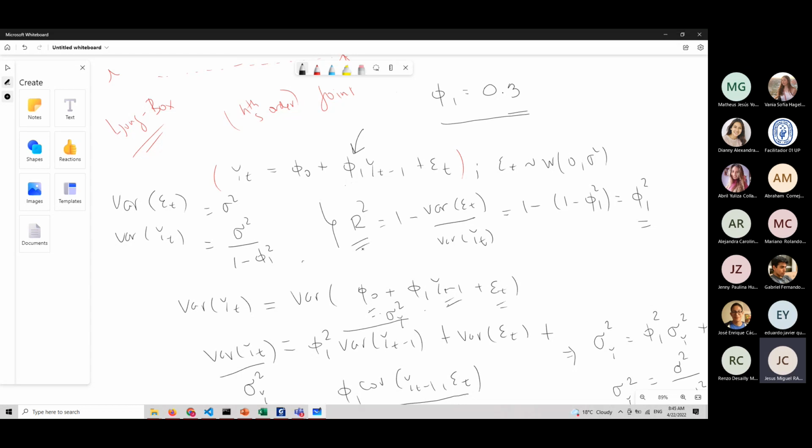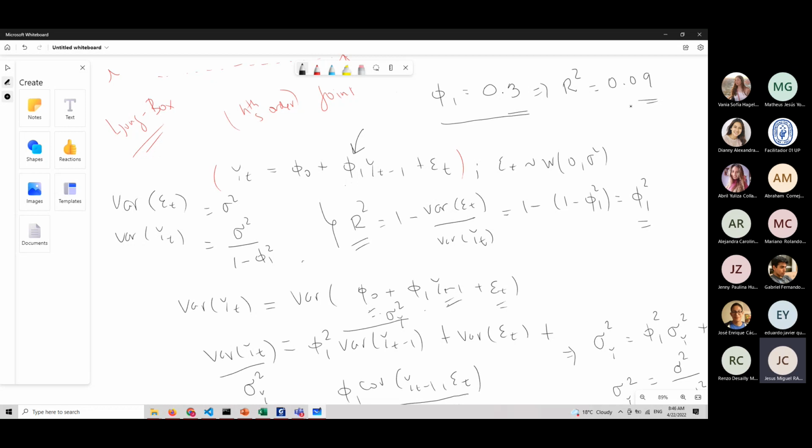What is the R square for that model? What is the R square? Then the R square will be funny. 0.09.